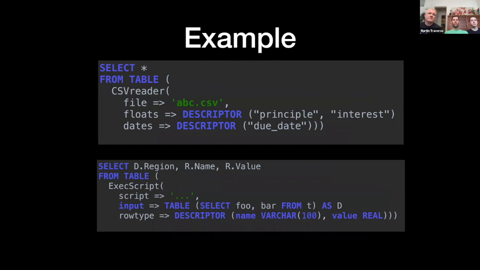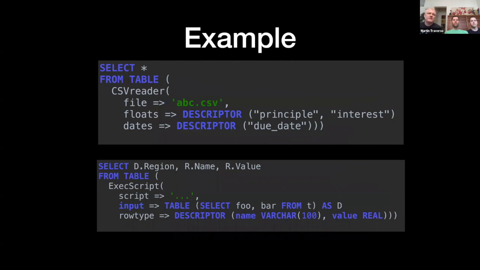So it's saying, hey, I have a CSV file. I pulled both these examples out of that paper. This function assumes that the CSV file has a header row that has the names of the columns. And basically what they're saying is, hey, wherever the columns principal and interest are, those are going to be floats. And if you see a column named due date, that's going to be a date.